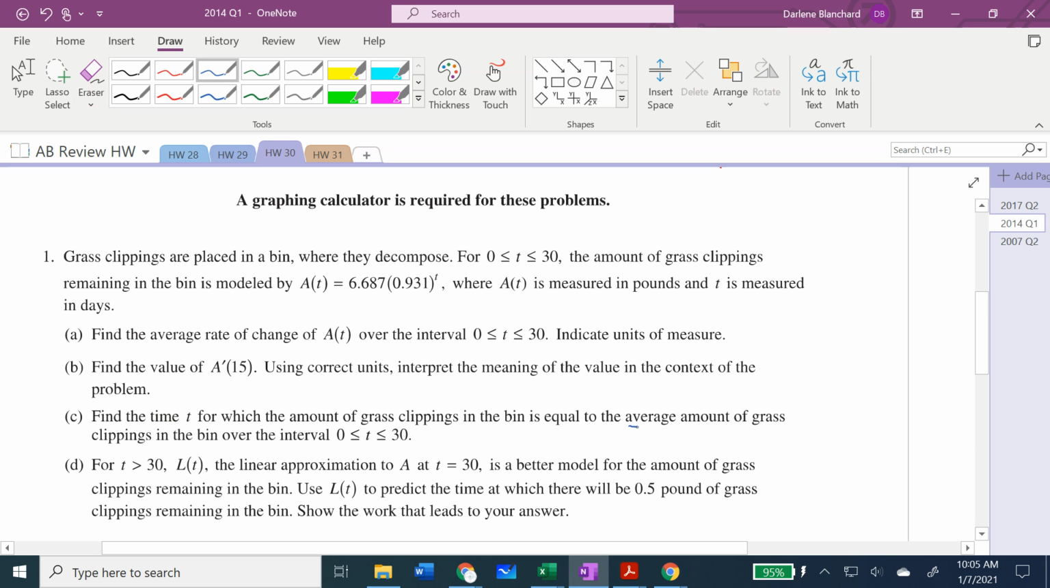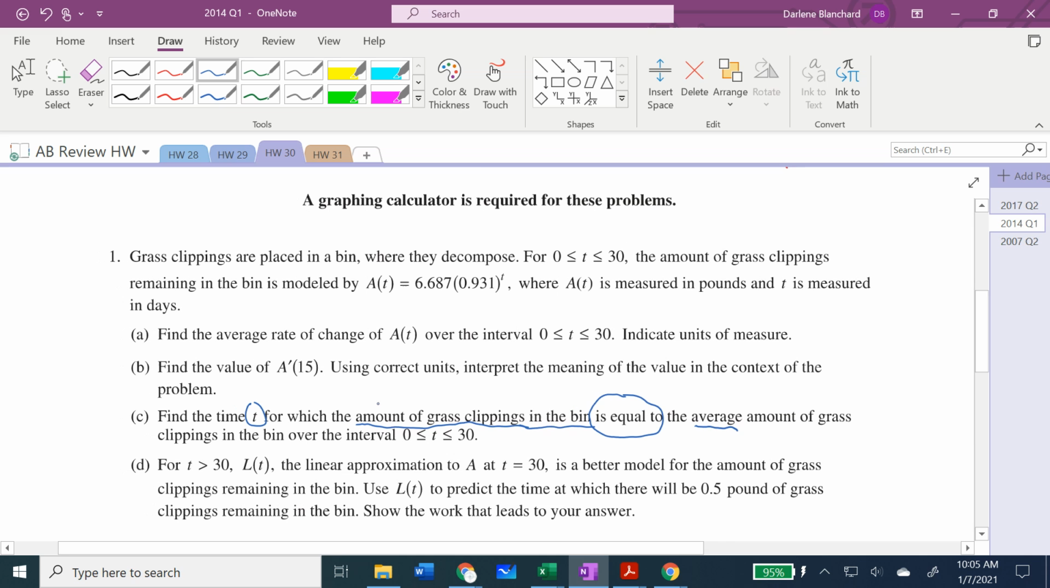So the word average showed up again, and I want to point that out. And it's saying find the time for which the amount of grass clippings in the bin is equal to. I'm going to stop there, and I'm going to say amount of grass clippings in the bin is the function A of t. And then is equal to, I've got my equal to bar. Then it says the average amount of grass clippings in the bin over the interval 0 to 30.